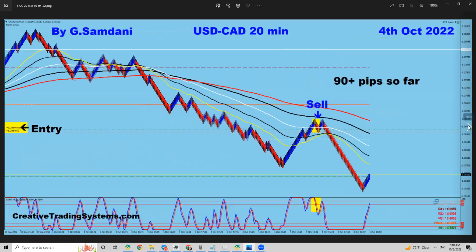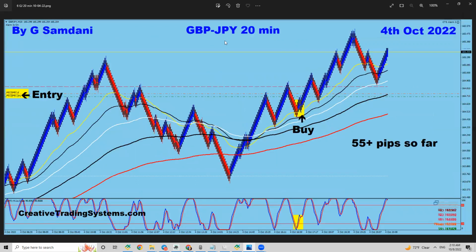And on the 4th, USD-CAD, short setup here, just the opposite of the long setup. Yellow is below the black. Blue candles turning red after going here in this area, and this indicator is all the way to the upside, turning to the downside. Sell order here, SL move to break even plus. And then on the 4th, pound yen again, after going up, drop, retracement, and then again start to go up. And here I have 55 pips.